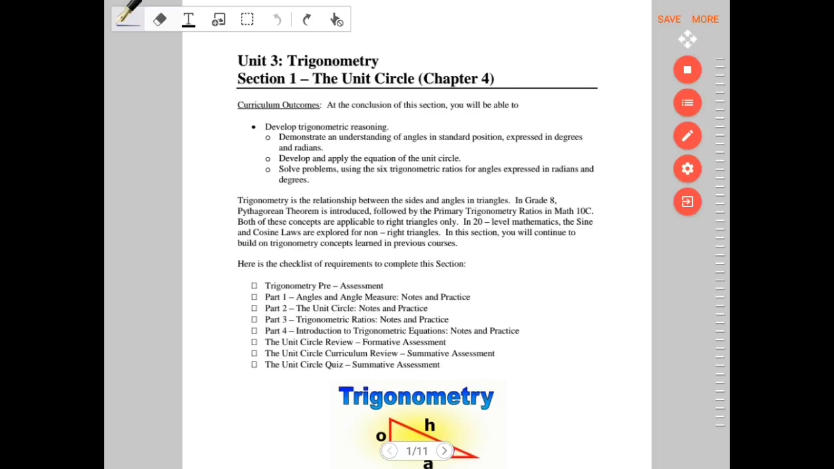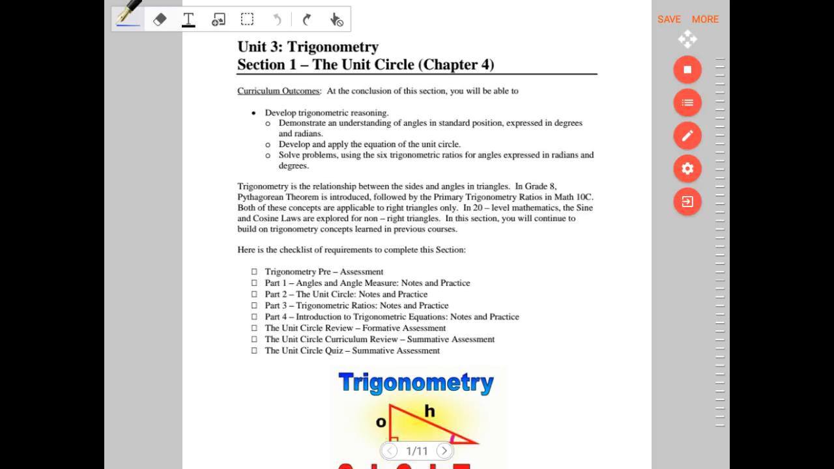When those are complete, there's a unit circle review, which is a formative assessment, so it doesn't count for marks. But there are 2 summative assessments. Your teacher may choose to do both, or may just choose one or the other. So it is possible to do a curriculum review and a unit circle quiz.